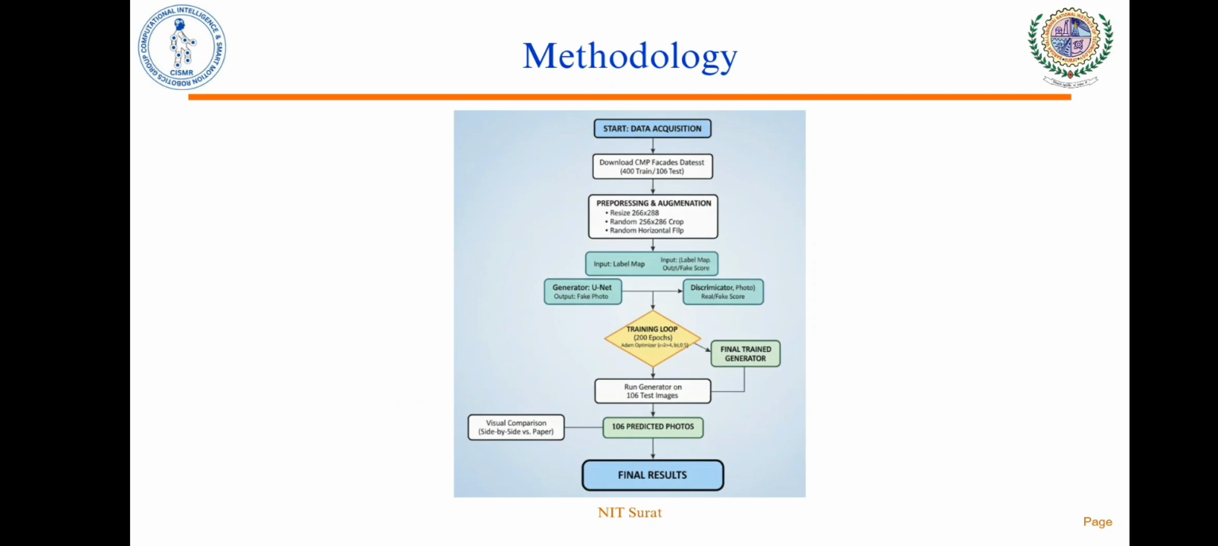Then loss curves. The graph shows the loss curves. The orange curve is the generator loss. It decreases steadily, meaning the generator improves. The blue curve is the discriminator loss. It stabilizes around 0.5. A discriminator loss around 0.5 means the GAN is balanced. It is not too strong or too weak. This indicates stable GAN training.